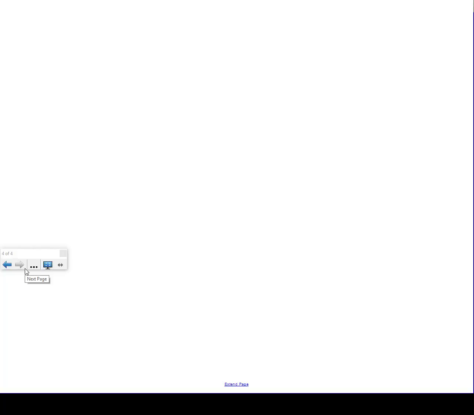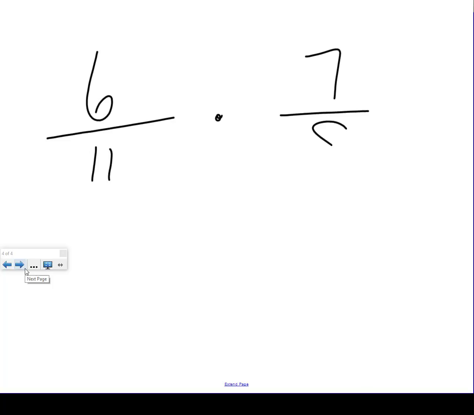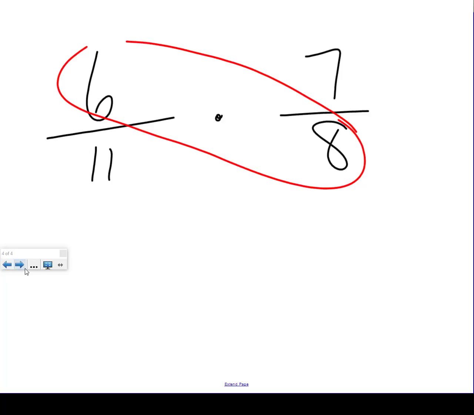You can also simplify in what we call the diagonals. And so here's this problem. Instead of simplifying at the very end, meaning I won't multiply 6 times 7 across the top and 11 times 8 across the bottom and get an answer in fraction form that needs to be simplified, what I'm going to do is divide first in the diagonals. And I have 2 diagonals. The first diagonal is here, and the second one is here.